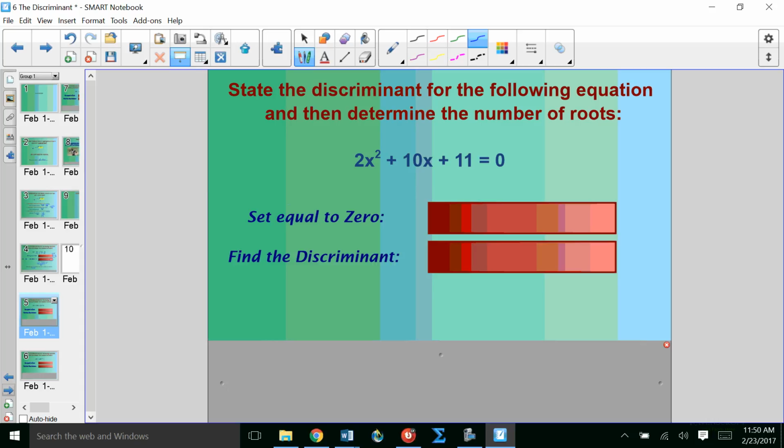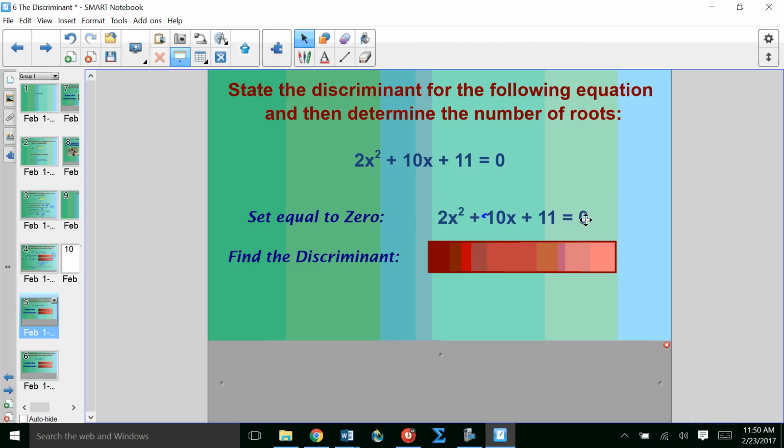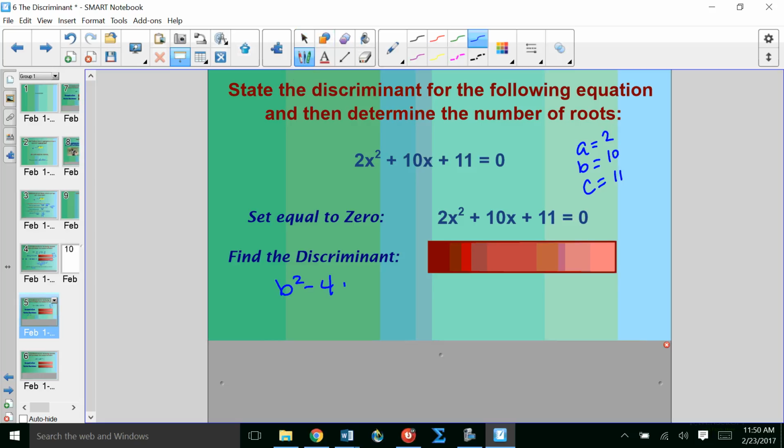Okay, here's our next example. We have 2x squared plus 10x plus 11 equals 0. Step 1 is to set it equal to 0, which is already done for us. Step 2 is to find your discriminant. Before you find your discriminant, remember to jot down what a, b, and c equal. A is 2, B is 10, C is 11. I'm going to give you a moment to find the discriminant by substituting those values into b squared minus 4ac, and then let's check it together. Take a moment to do that.